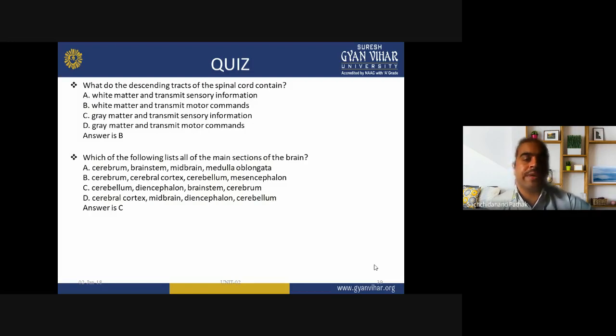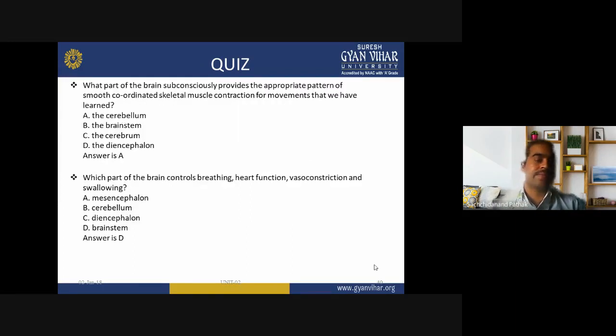Which of the following lists all of the main sections of the brain? Cerebrum, brainstem, midbrain, medulla oblongata. Cerebrum, cerebral cortex, cerebellum, mesencephalon. Cerebellum, diencephalon, brainstem or cerebrum? Yes, C is the correct answer. What part of the brain subconsciously provides the appropriate pattern of smooth coordinated skeletal muscle contraction for the movements that we have learned? So definitely that will be the cerebellum.